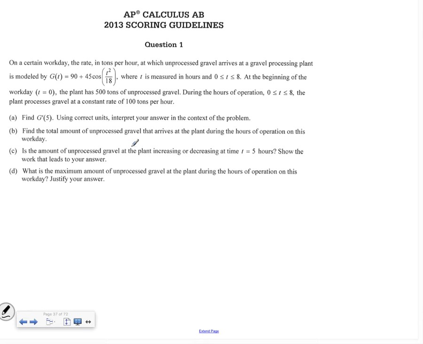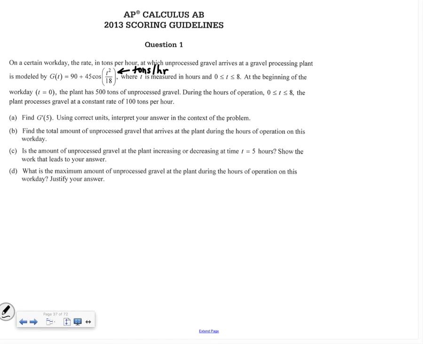Question number 1 says, on a certain workday, the rate in tons per hour at which unprocessed gravel arrives at the gravel processing plant is modeled by g of t equals 90 plus 45 cosine of t squared over 18, where t is measured in hours. Okay, so g of t is in tons per hour. So it is a rate. It's kind of like a derivative already, a derivative of something.